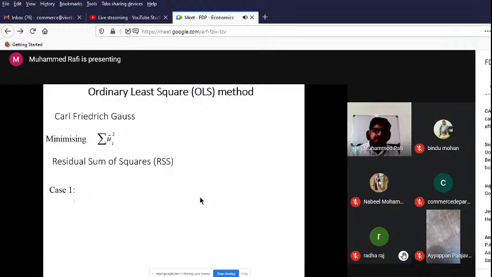Now take a case where the actual value is 100, whereas you predicted that it is 98. So the actual value is 100, but your predicted value is 98. That means the error, that is the actual minus the predicted value, is 2.